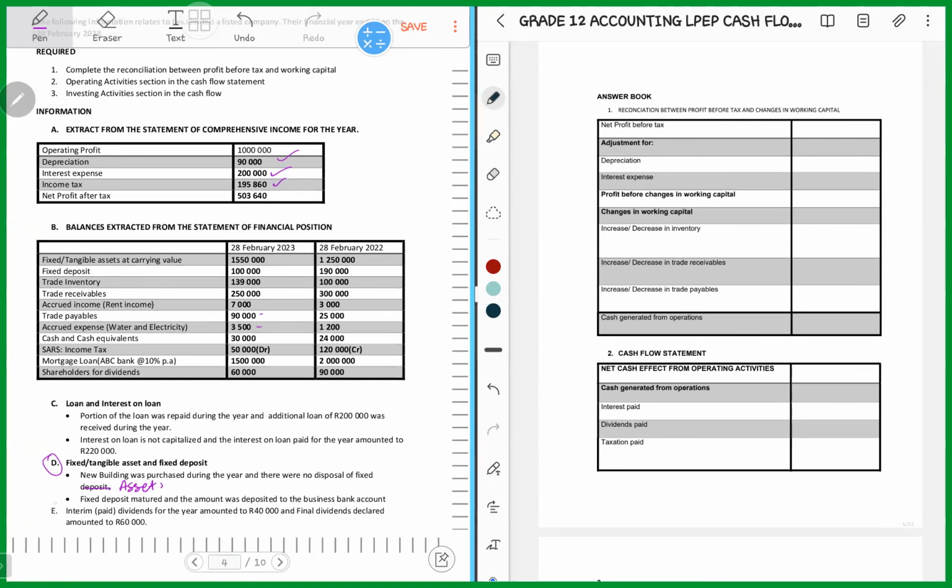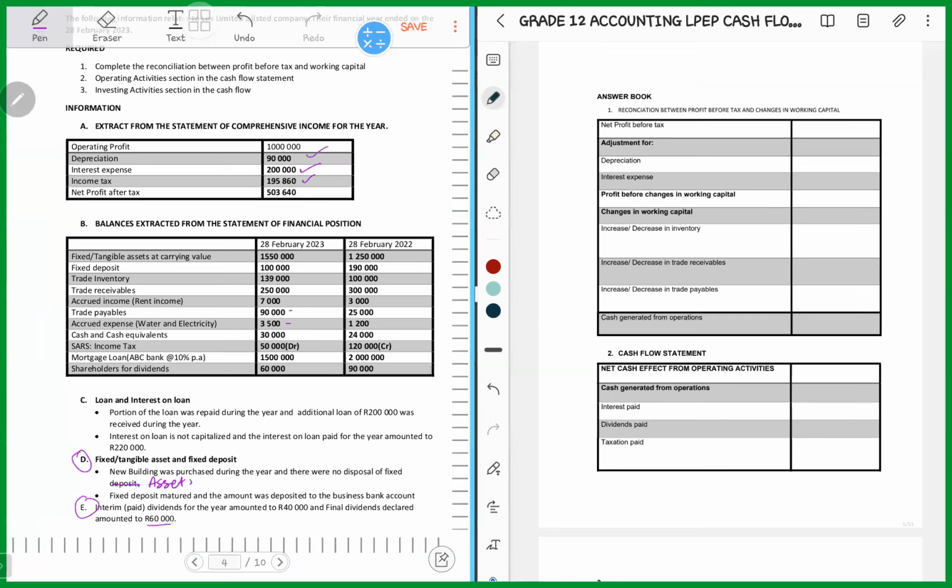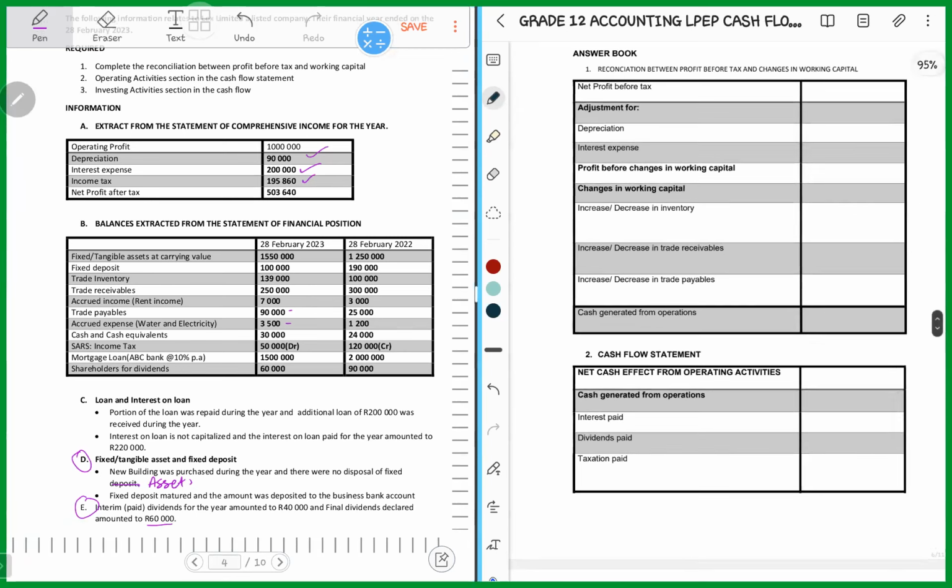Then on E, we are told that the interim dividends for the year amounted to 40,000, and the final dividends declared amounted to 60,000. So we're going to use this information to determine the dividends paid for the year. Okay, so now let's start working.